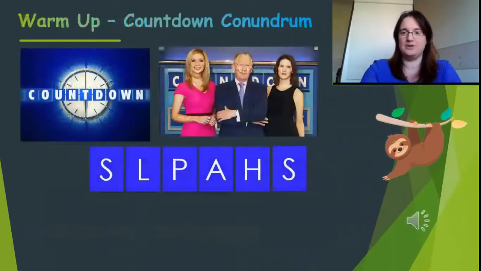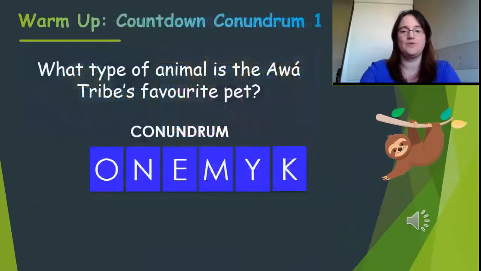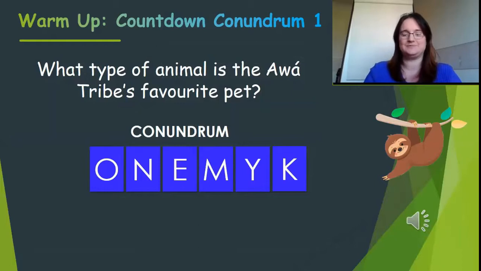Let's just have a quick recap on yesterday's lesson. We're going to have another go at the countdown conundrum game. So rearrange the letters to make a word. Are you ready? Here comes the first clue. What type of animal is our tribe's favourite pet?